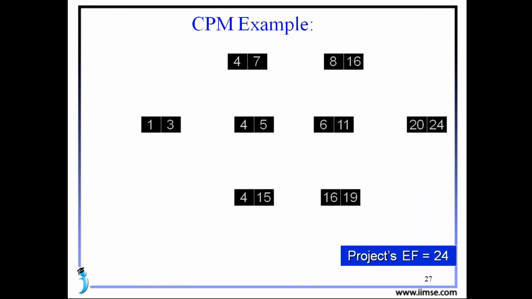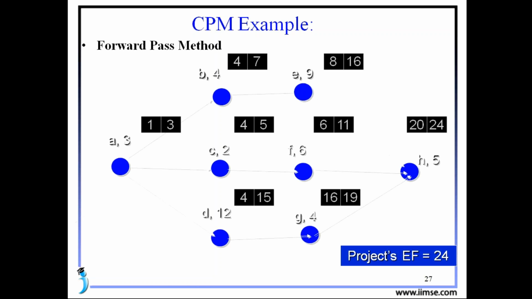See here. Actually, here we have two methods. One is the forward pass method, another one is the backward pass method. In the forward pass method, we find the earliest start time and earliest finish time. See in the forward pass, for A, I gave here 1 and 3. Just assume our project start date is 1. Our activity A work duration is 3 days. Our finish date becomes 3.